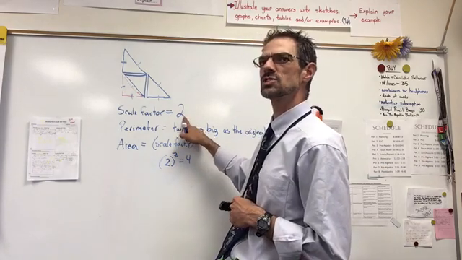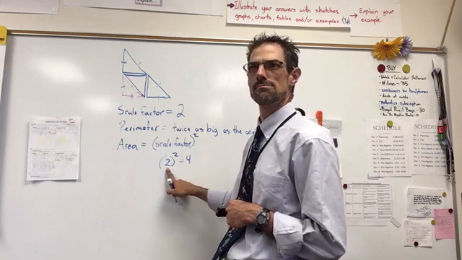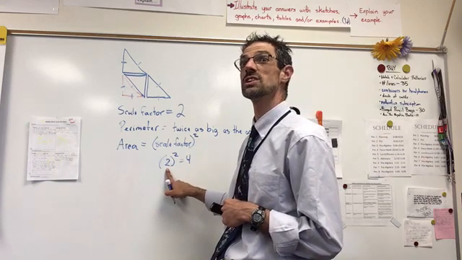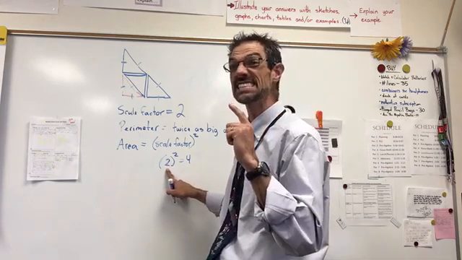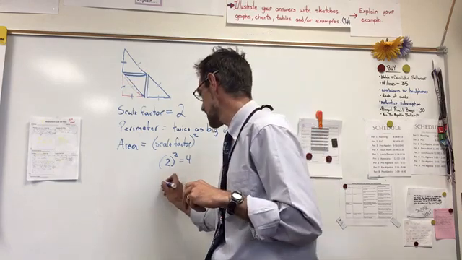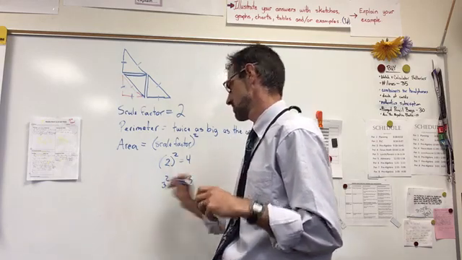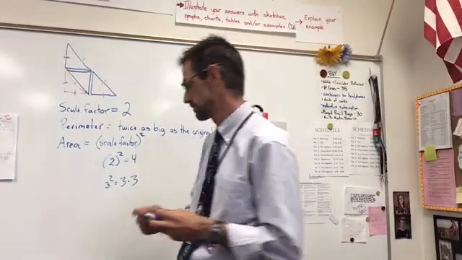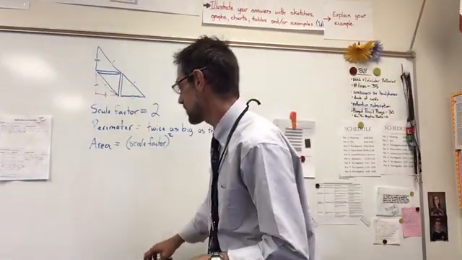So if the scale factor was 3, how much bigger would the area be? What's 3 squared? 9. Ooh, I heard someone say 6. Right? Because 3 squared equals 3 times 3, not 3 times 2. So remember, that's very important. So that's what you're going to do today.